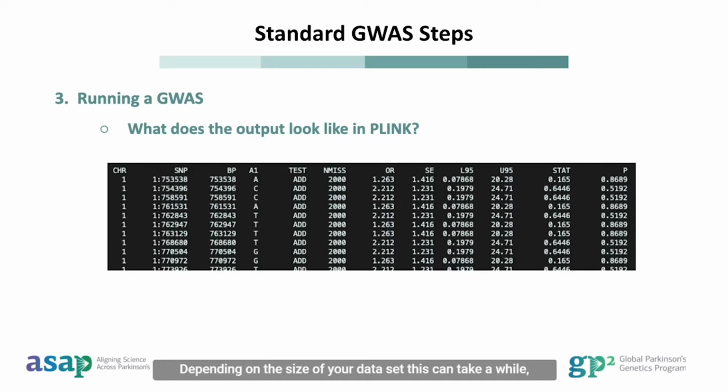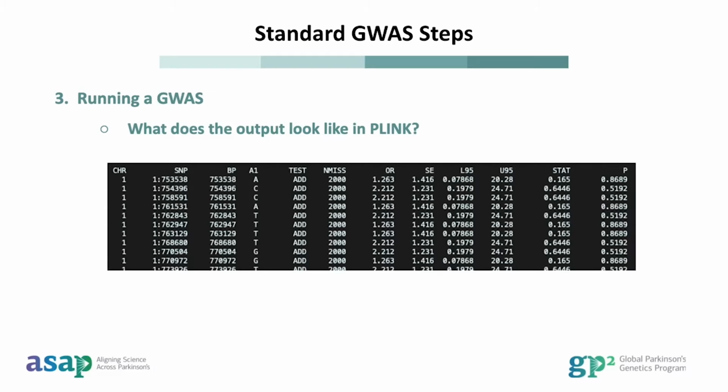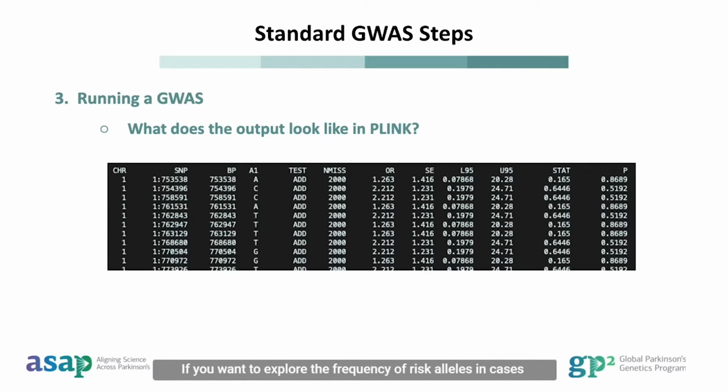Depending on the size of your dataset, this can take a while, but you can see an example of what the output looks like here. Here you can see that we've got the chromosome number, SNP ID, base pair, major allele, number of samples total used in the analysis, odds ratio, standard error, lower and upper bounds of the confidence interval, and perhaps the most important, the p-value. Here we have created a basic summary statistics file. If you want to explore the frequency of risk alleles in cases versus controls, then at this step, you can run a Fisher's exact test similar to what Hampton covered in the introduction module.